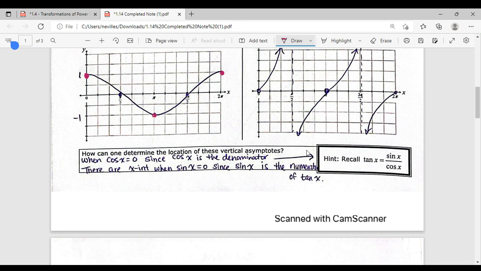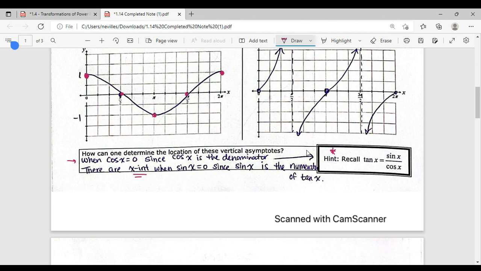How do we know the location of the vertical asymptotes in a tan graph? Well, I just want to bring your memory back to trig identities, where tan of x is the same as sine x over cos x. So when the cosine of x is equal to 0, or in here, for example, at pi by 2 and 3 pi by 2, that's where you'll see your asymptotes, because we can never have 0 in the denominator.